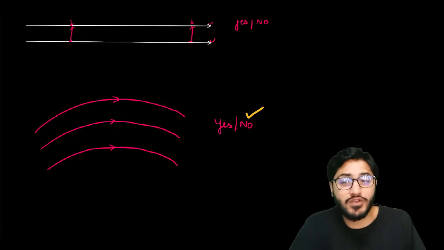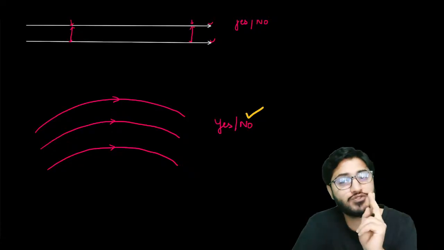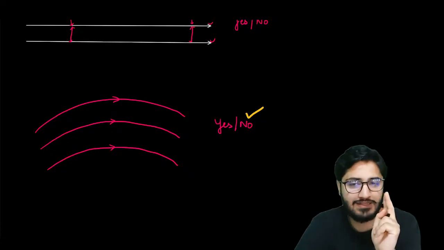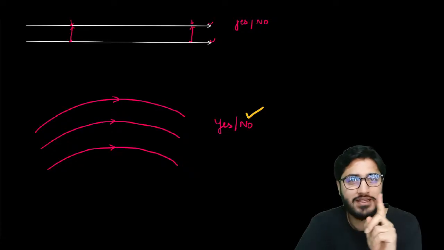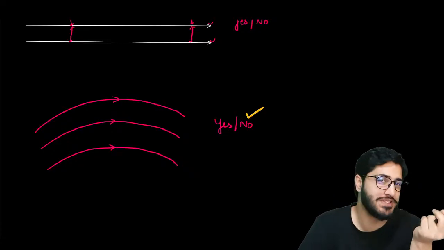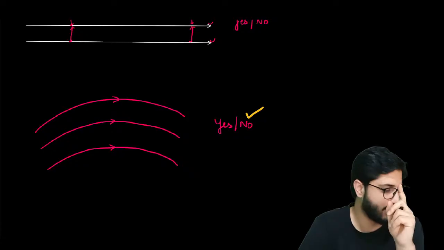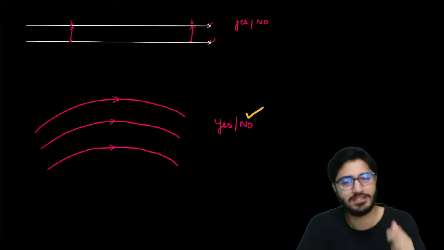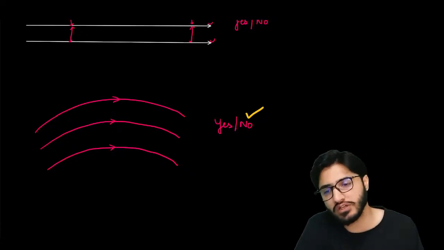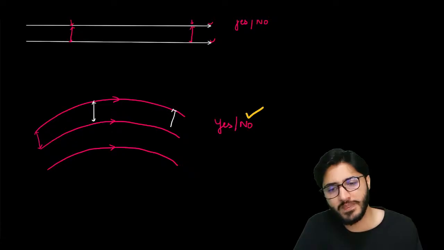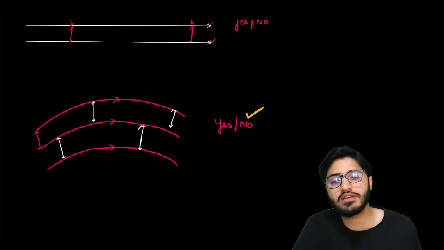to represent a uniform electric field, two conditions should be the same. One is direction should be same. Second one is what? Magnitude, that means the distance between lines. So look, sir, one thing is the same, that is, the distance is same. But what about the direction?